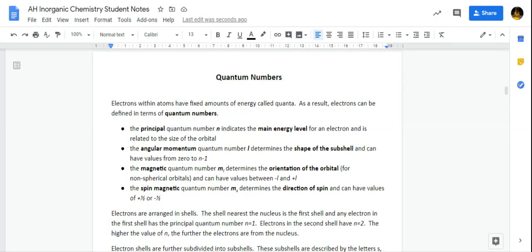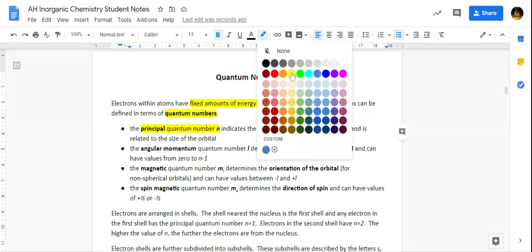Now, electrons within atoms have fixed amounts of energy called quanta. Okay, it's not a continuous variable, they are a fixed quantity of energy. And this means that we can use quantum numbers to describe electrons. There are 4 quantum numbers that you need to know in chemistry. The first one you've actually met before, but it's never been called a quantum number. The principal quantum number is given the symbol small n, and it describes the main energy level for an electron, and it's related to the size of the orbital.